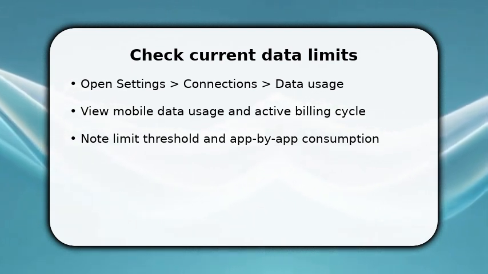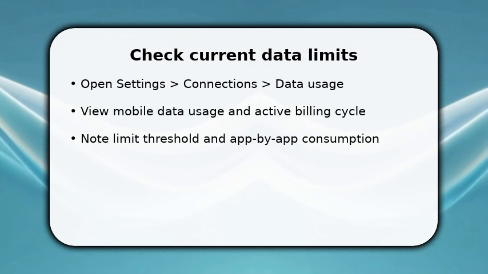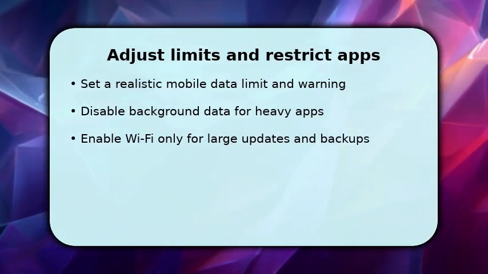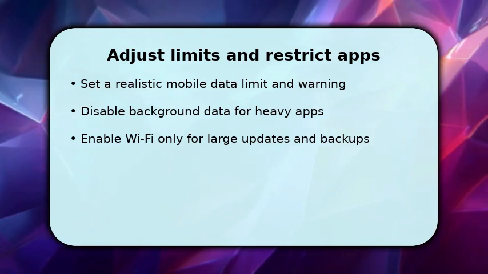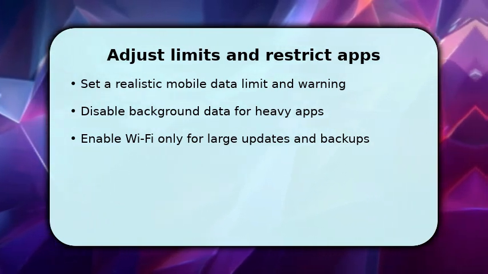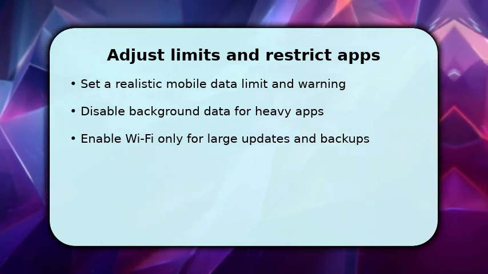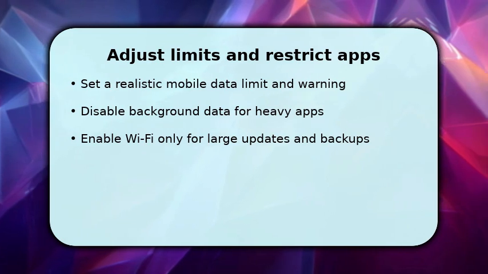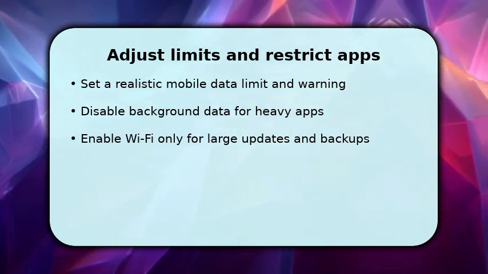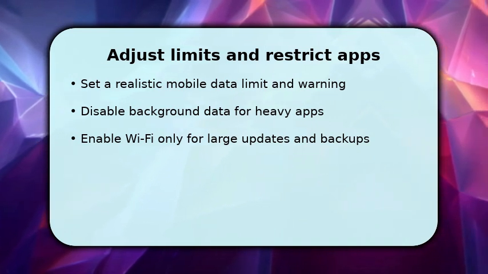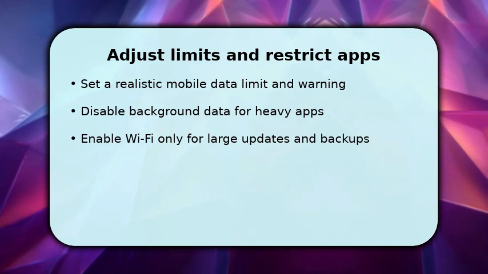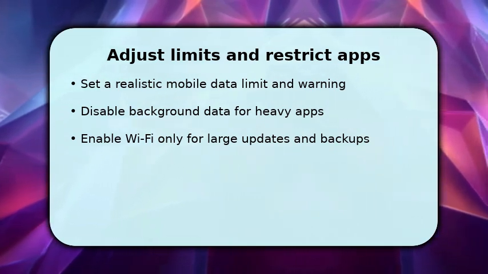Next, you will reduce the allowance causes by lowering the data limit and adding a warning threshold. Go to Mobile Data Limit and set both the cap and an alert at, say, 80%. Then, restrict background data for identified heavy apps so they only sync on Wi-Fi. Also, configure Play Store, Samsung Cloud, and app updates to Wi-Fi only so large transfers don't eat mobile data. Remember to toggle Data Saver on to further limit.